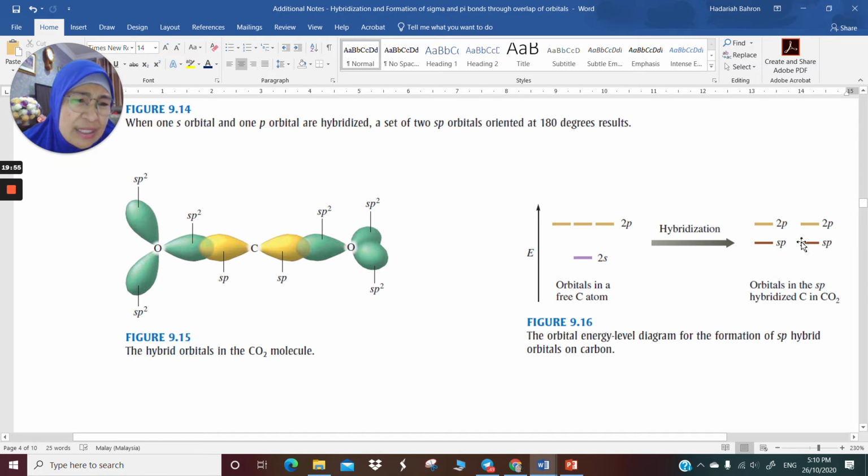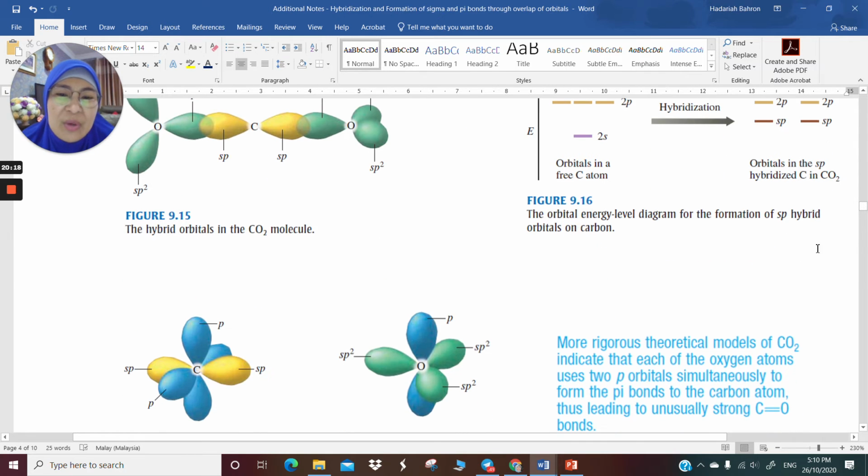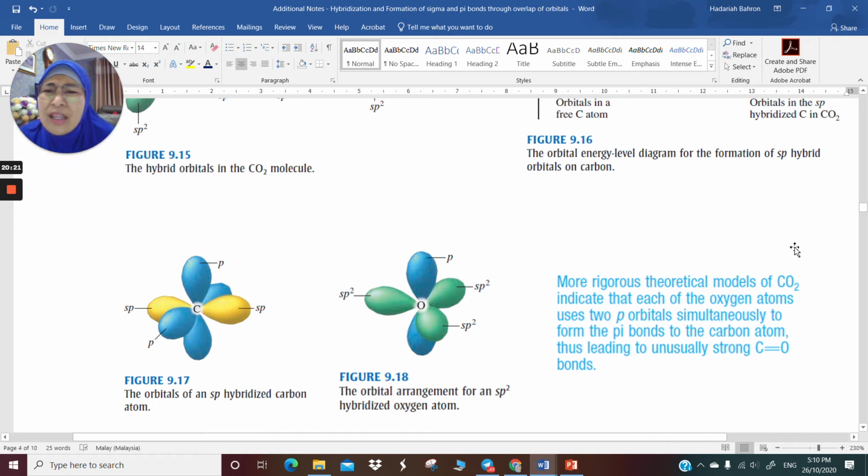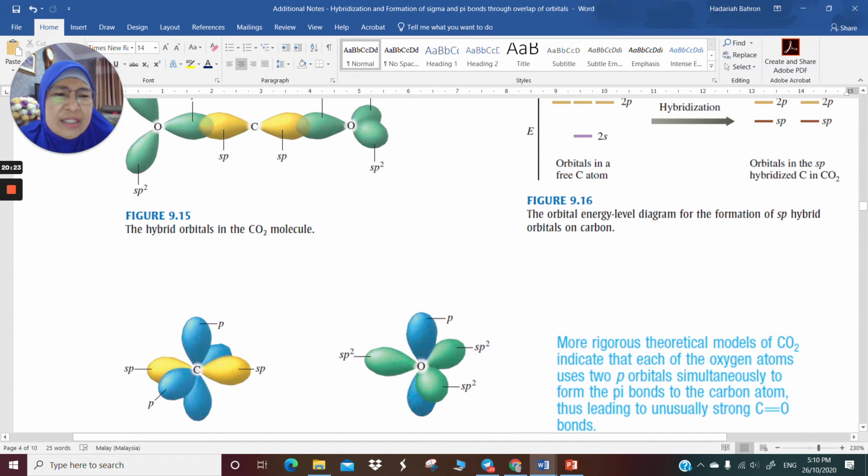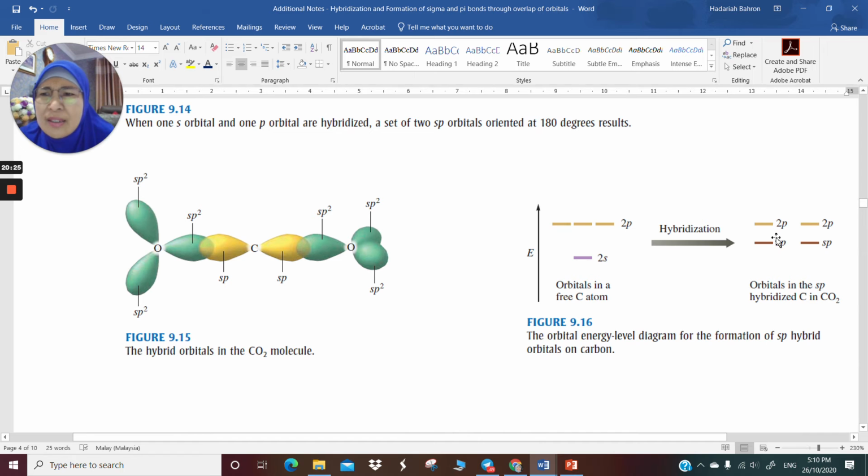You have sp, sp, and two p orbitals not involved in hybridization. So the p orbitals, 2py and 2pz, will not be involved in hybridization, rather than bonding. You just get sp. So how will that be used if you have a double bond or a triple bond?